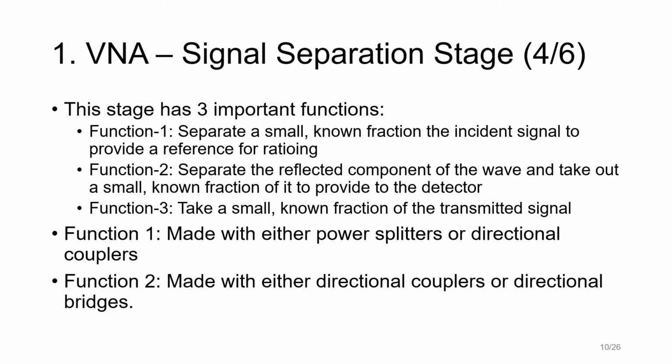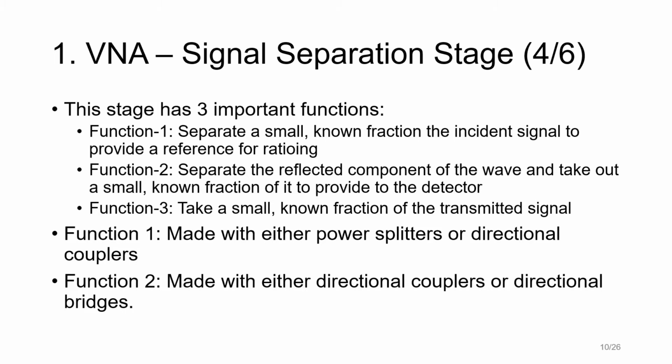This stage has three important functions. One, to separate a small known fraction of the incident signal to provide a reference for ratioing. Two, to separate the reflected component of the wave and to take out a small known fraction of it to provide to the detector. And three, to do the same with the transmitted signal.